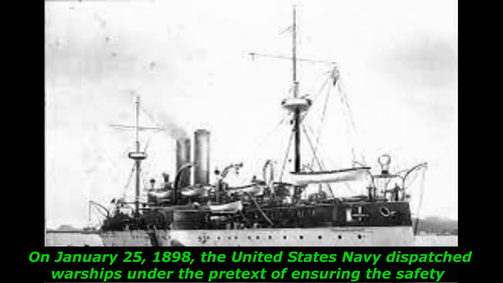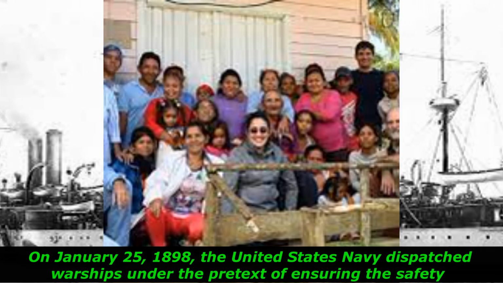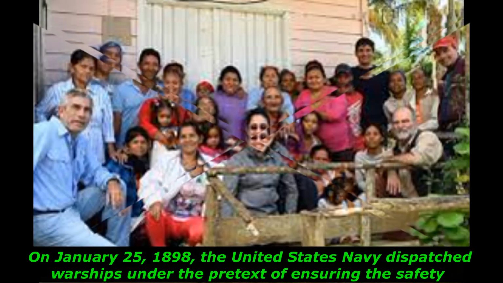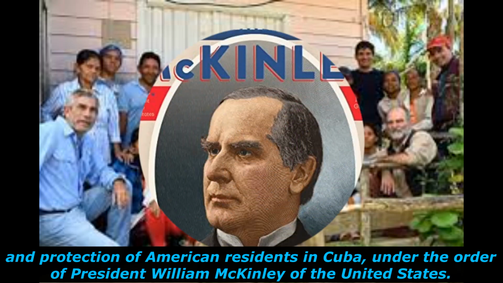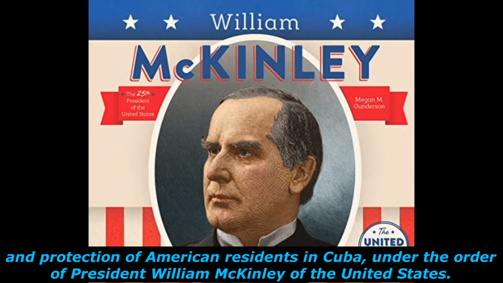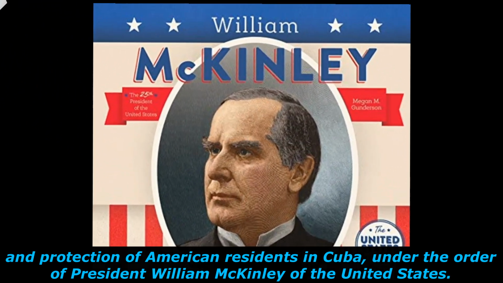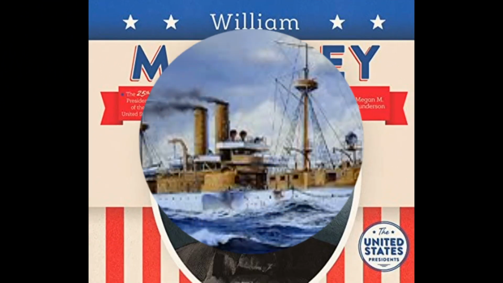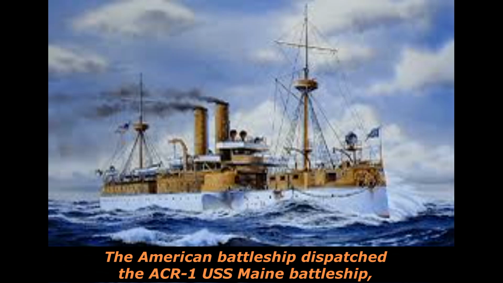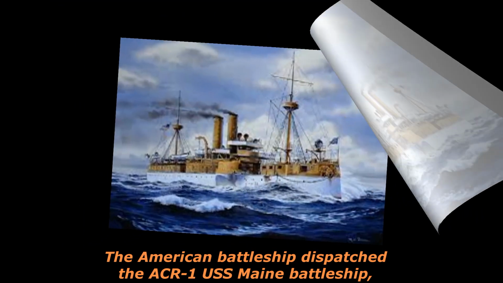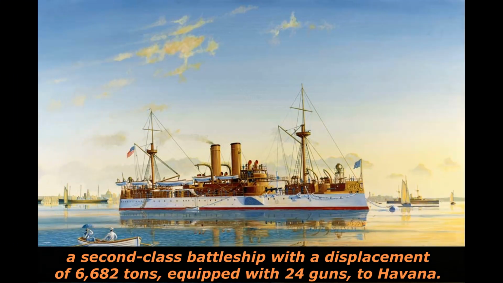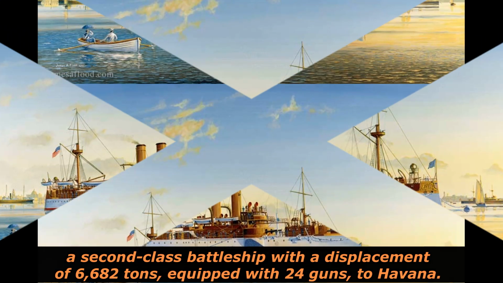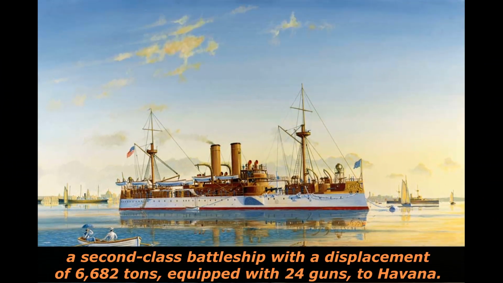On January 25, 1898, the United States Navy dispatched warships under the pretext of ensuring the safety and protection of American residents in Cuba, under the order of President William McKinley of the United States. The American battleship dispatched to Havana was the ACR-1 USS Maine, a second-class battleship with a displacement of 6,682 tons, equipped with 24 guns.